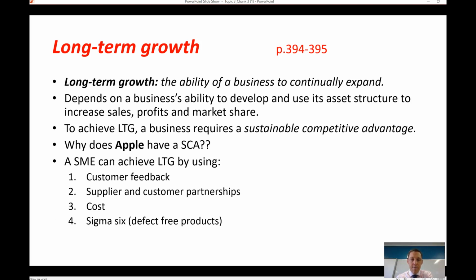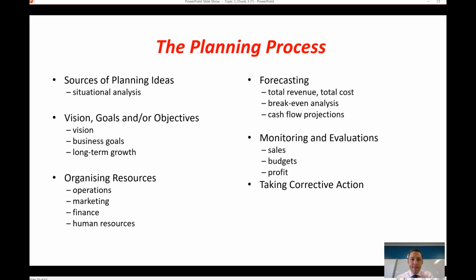An SME can achieve long-term growth by using things like customer feedback to help to set new goals, for example, building supplier and customer relationships, minimizing its costs, and also Six Sigma, something we'll talk about in class, which is about defect-free products. Okay, that's it for vision, goals, and objectives. In the next video, I'll focus on organising resources.